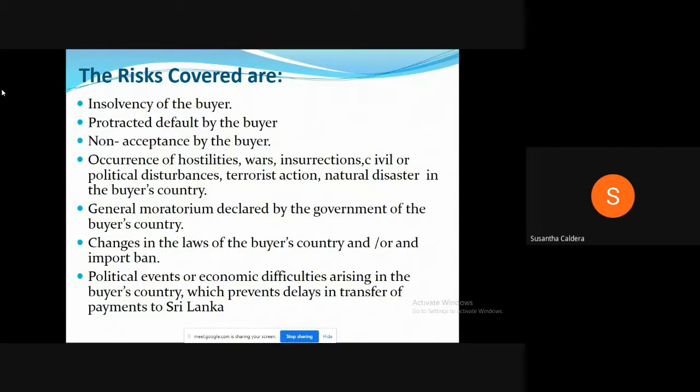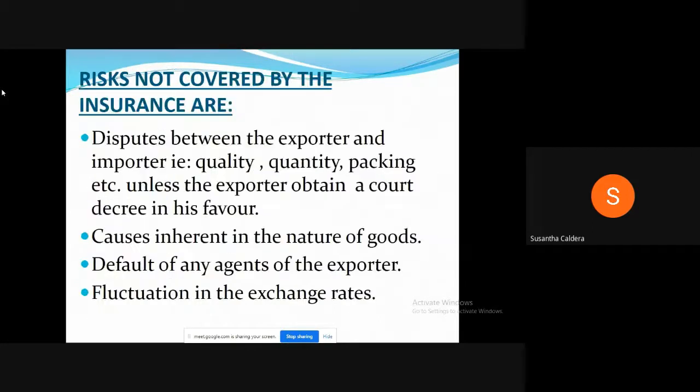All these things are covered, but some are not covered. What is not covered under SLESIC is a dispute between the exporter and importer regarding the quality, quantity, packing, etc., unless the exporter obtains a court decree in his favor.